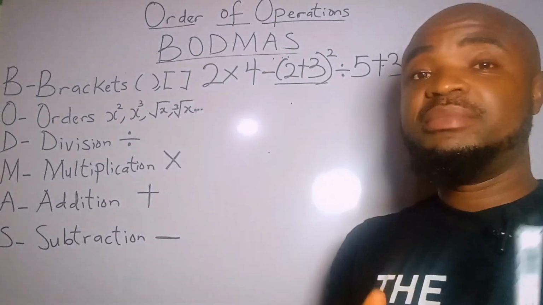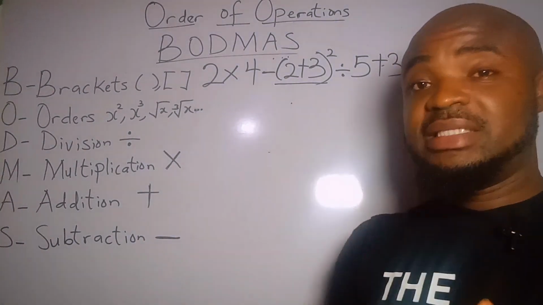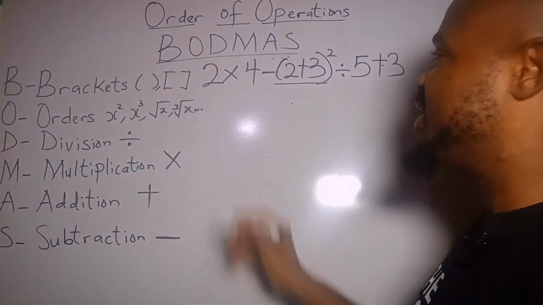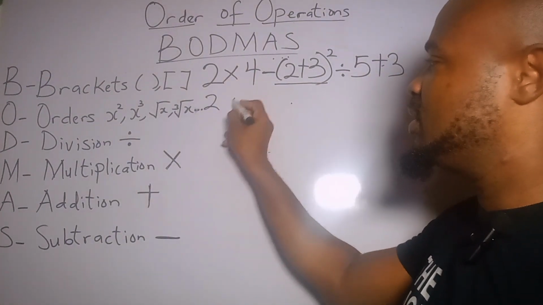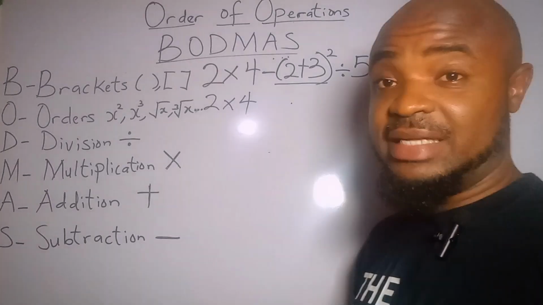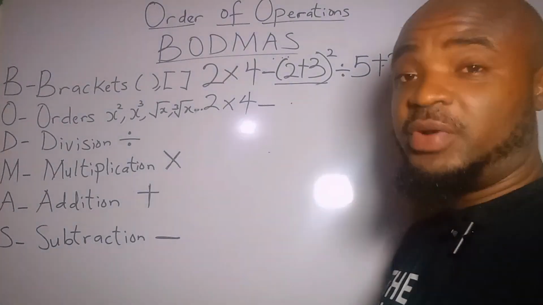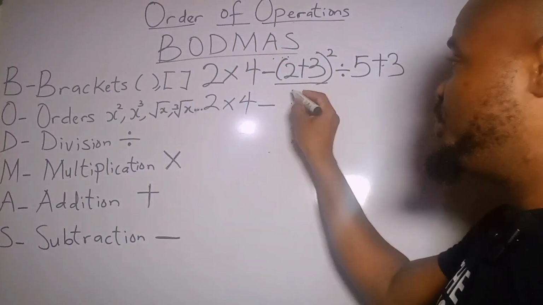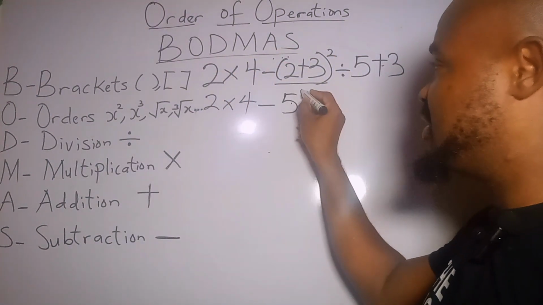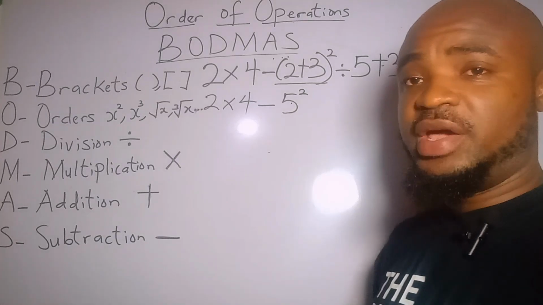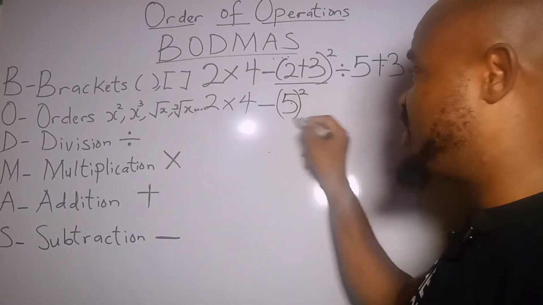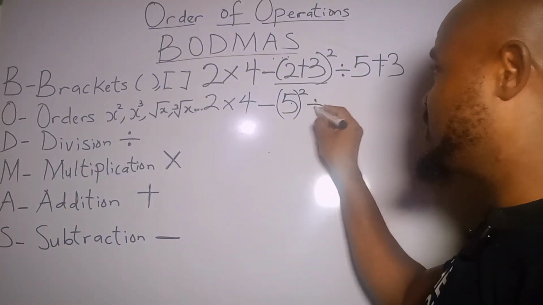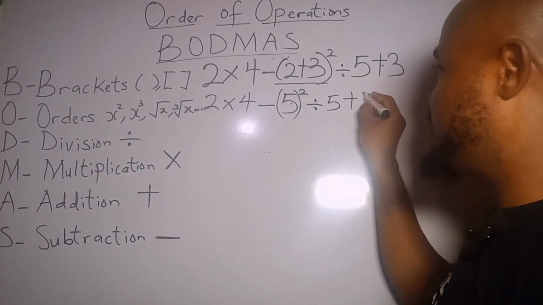It's better you take your time, bring out your steps, and get the correct answer than just trying to use a very fast method and you get the wrong answer. So let's go ahead. I'll bring down 2 times 4 because I'm not solving that yet. So minus, 2 plus 3 is what? 1, 2, 3. That is 5. I'll bring out 5. I still have this square here, so I can still put the bracket because I'm not done yet. So 5 squared, divided by 5 plus 3.